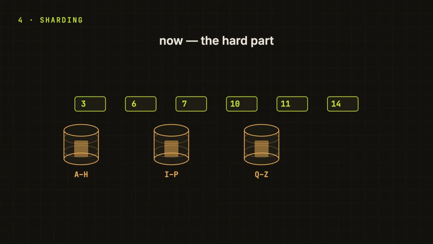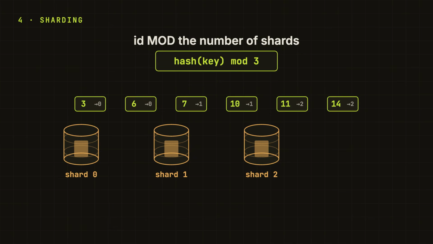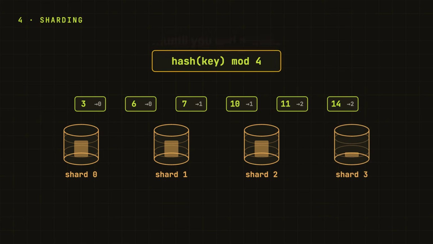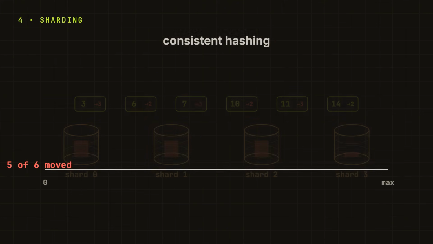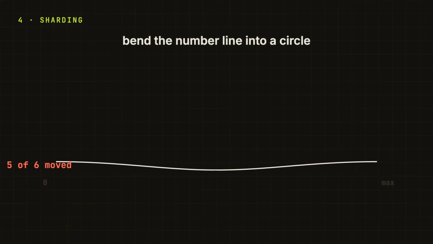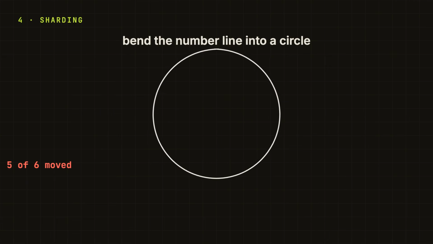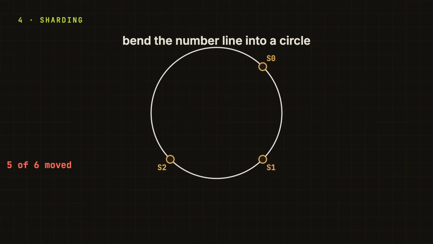The naive hash approach is take the ID, do ID mod the number of shards. That works fine until you add a new shard, because now the number of shards changed, so almost every key maps to a different shard than before, and you have to physically move nearly all your data. That is a disaster, and the classic fix is called consistent hashing. The idea at high level, you arrange the shards in a circle or ring, and each key falls at a point on that ring and belongs to the next shard clockwise.